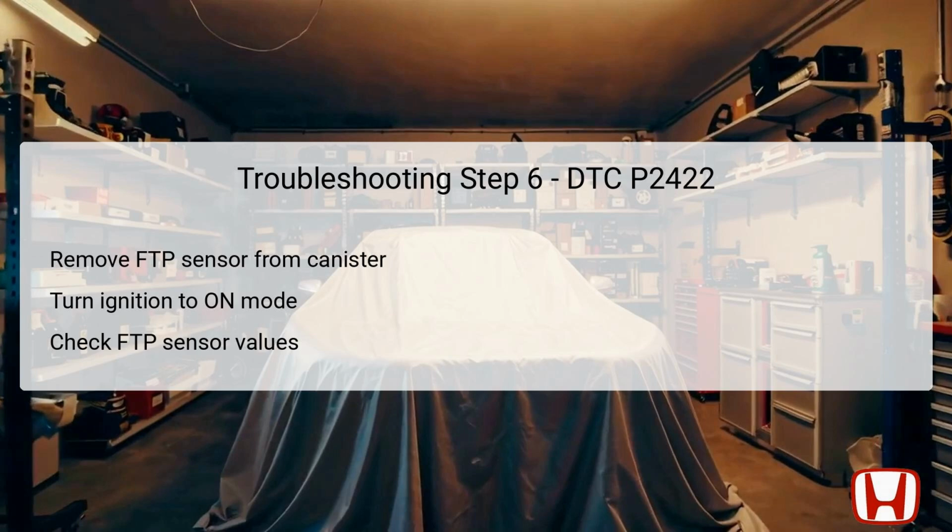The sixth troubleshooting step requires the technician to turn the vehicle off before removing the FTP sensor from the EVAP canister, while keeping its electrical connector attached. Once the sensor is removed, the ignition should again be turned to the on position for further diagnostics. At this stage, it's essential to utilize the HDS to check the FTP sensor values. The values should adhere to the previously mentioned acceptable threshold of -0.67 to 1.33 kilopascals.